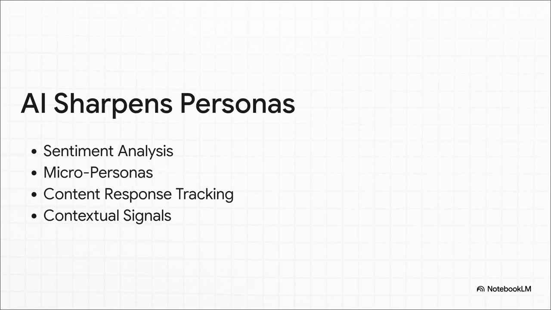And for personas? Oh, AI gets even more granular. It's almost scary accurate. With sentiment analysis, it can read customer reviews and understand emotion, pinpointing that users are, say, frustrated with a certain feature. It can find micro-personas, these hyper-specific groups you never knew existed. And it tracks how different personas react to your content, telling you exactly which messages are hitting home and why.